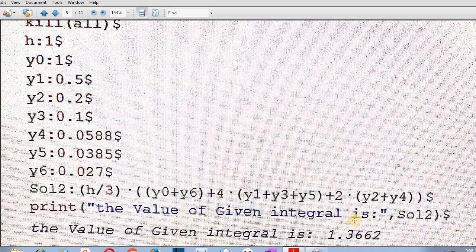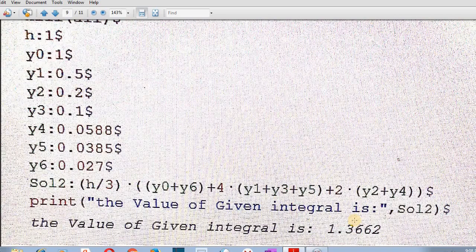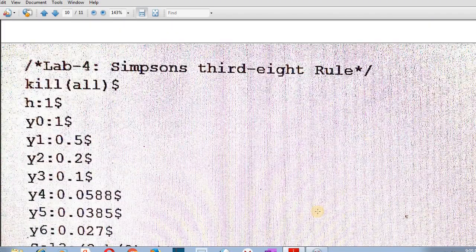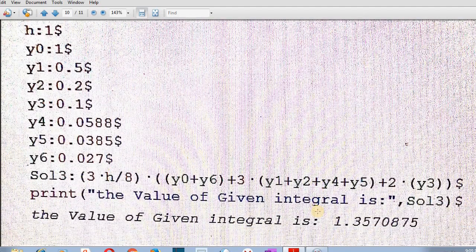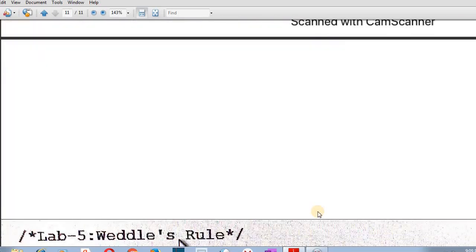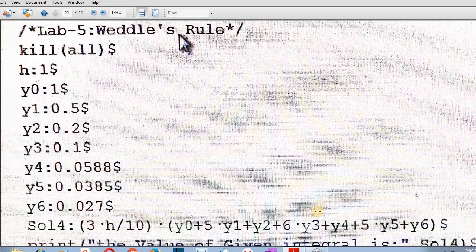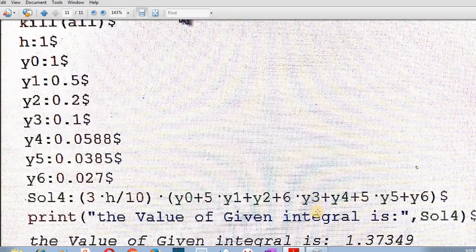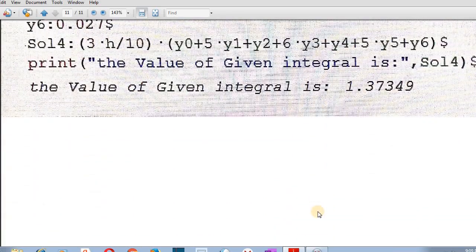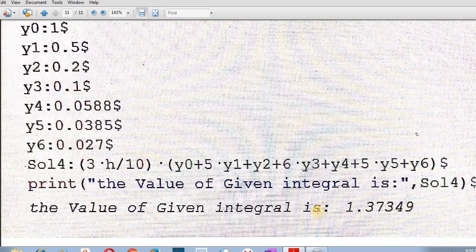Simpson's 1/3 rule. See here, the same thing I have shown, same set of values, only we have to change the formula and get the solution. Now this is the 3rd program, Simpson's 3/8 rule. The same thing, we got the solution like this, and the last one is Weddle's rule. All the executions happened there, and this is the 4th solution. This is how we have obtained the solution of integrals by all 4 methods.